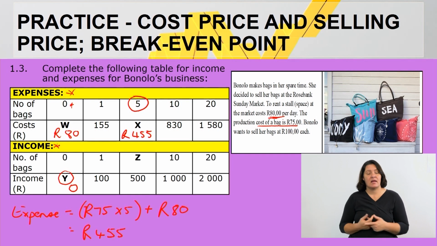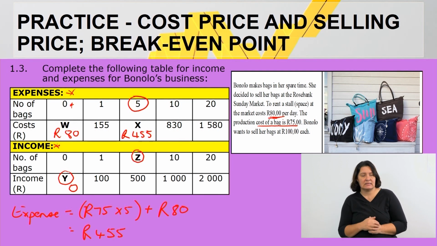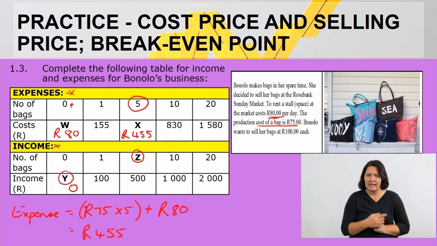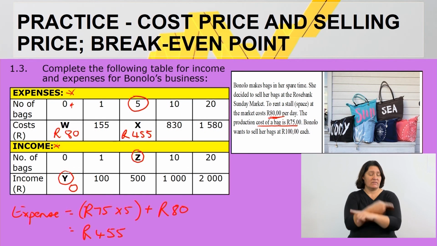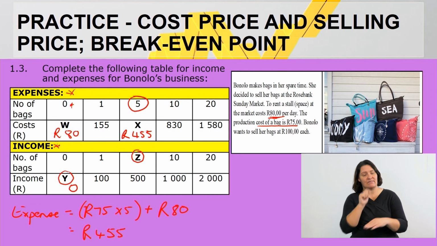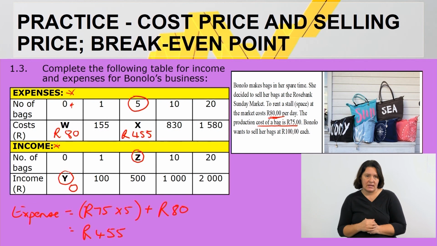Then, if I look at Z, I have to find this value Z now. What am I saying now? Remember, it's inverse operations. For example, here I said 1 times 100 is 100, but I can also say 100 divided by 100 gives you 1. Same thing is going to apply here.